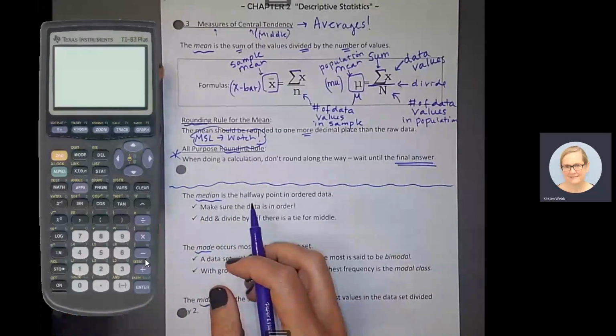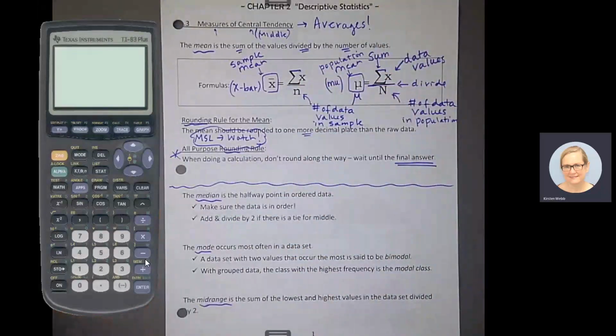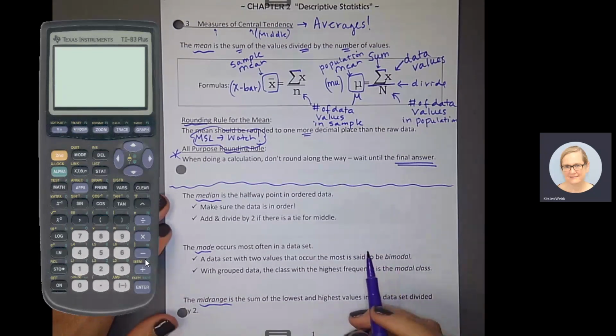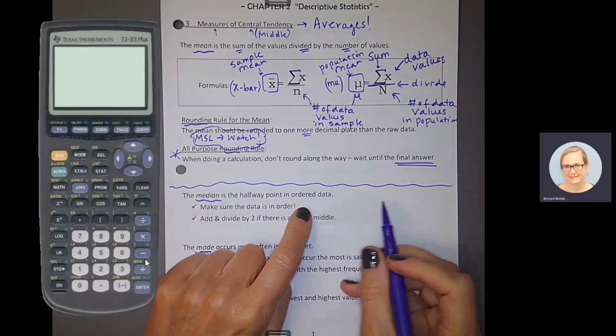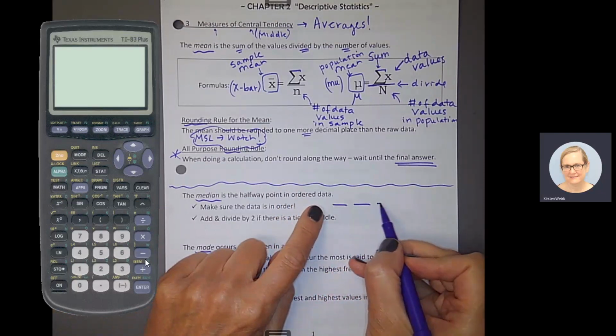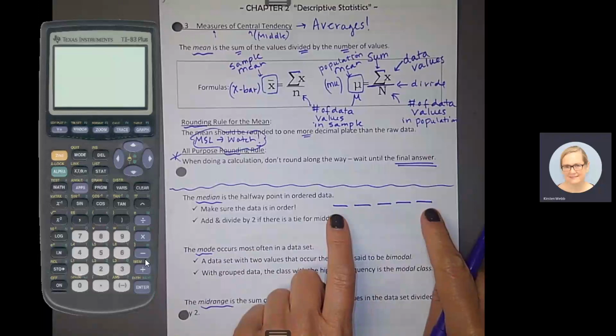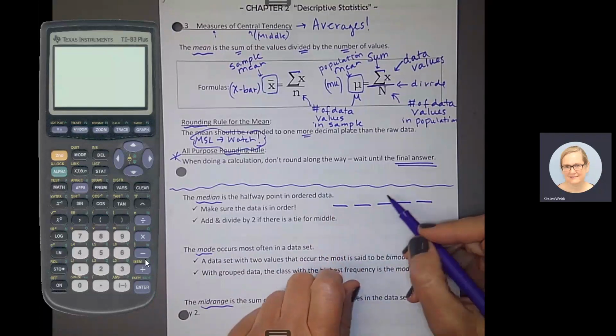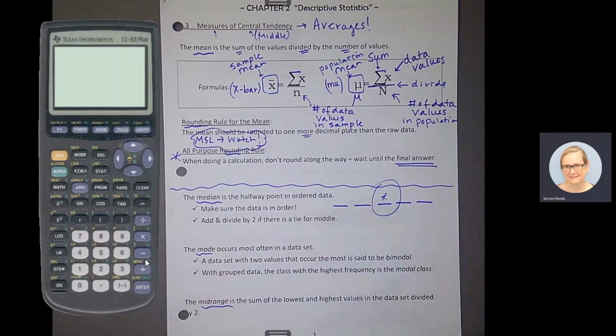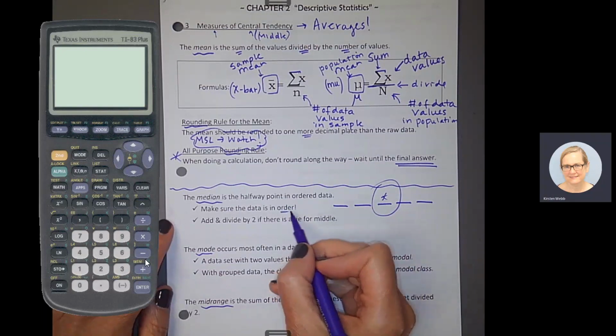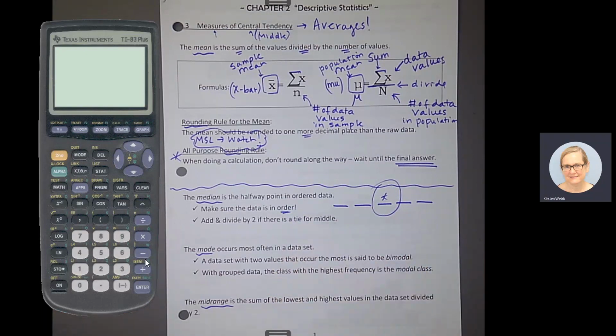Well, the mean is one way to measure the center of a data set. Summarize it, in other words, by saying where its middle is. The median's another way to do it. It says the median is the halfway point in ordered data. So maybe imagine you have a list of numbers, you put them in order, and then you literally count in from each end to find the middle. That would be your midpoint, or I'm sorry, your median. So putting it in order is important.